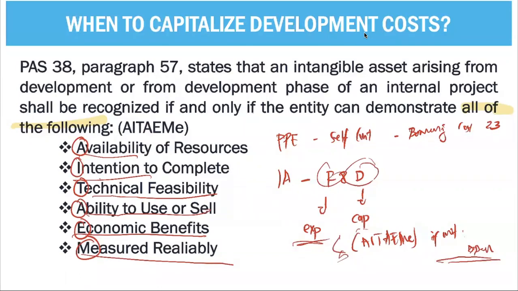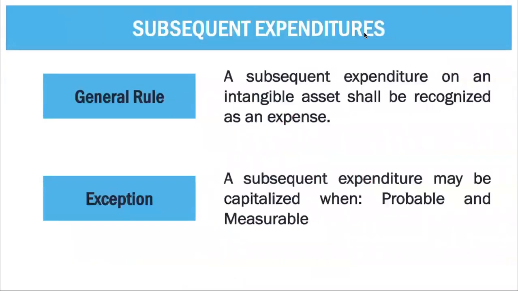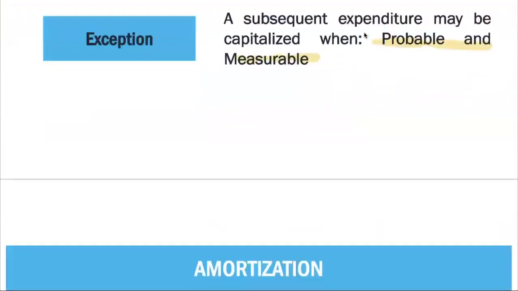Research costs are costs that are incurred in the obtaining or getting of new knowledge, while development costs are the costs incurred in working out that particular new knowledge that you have researched. Subsequent expenditures. So the general rule is that a subsequent expenditure on an intangible asset shall be recognized as an expense. The exception is if it is probable and measurable. So as a rule, subsequent shall be expense except if it's probable and measurable.